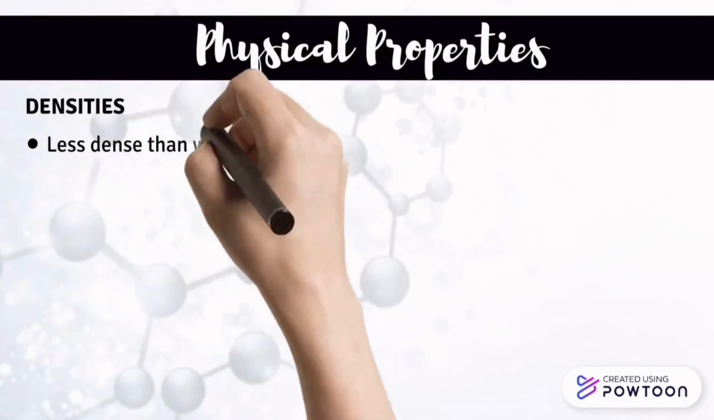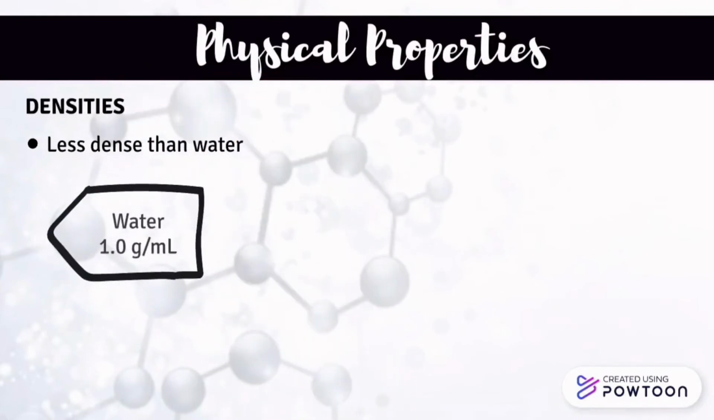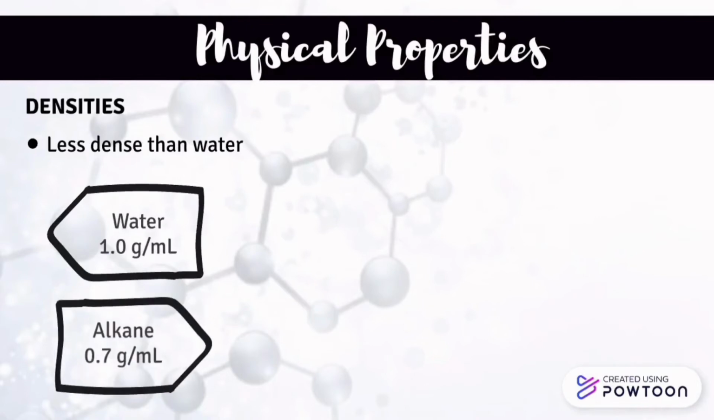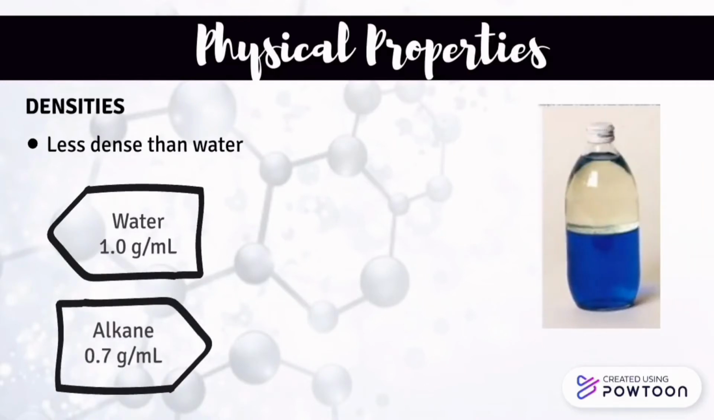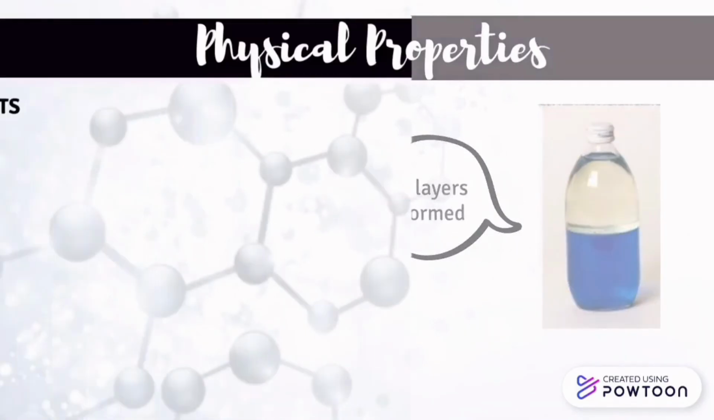Alkane is less dense than water, where the density of water is 1.0 gram per milliliter, whereas alkane is only 0.7 gram per milliliter. If water is combined with alkane, two layers will be formed, in which the top layer is alkane and water is at the bottom.